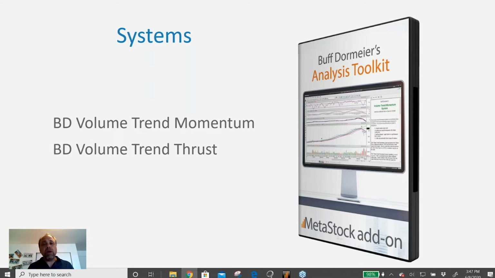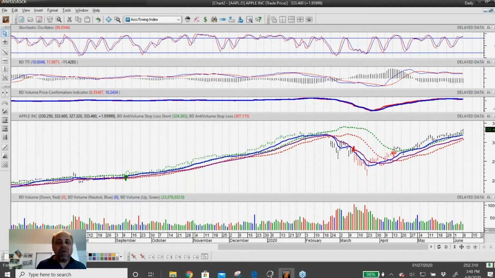And I think the best way to actually kind of show you how systems work is to go ahead and get into MetaStock and go ahead and open them up. So let's go ahead and do that. Okay. And what I've got here is I've got a chart open of Apple with one of the Buff Dormeier systems attached. With it, we're just going to kind of go through the different indicators that are attached.